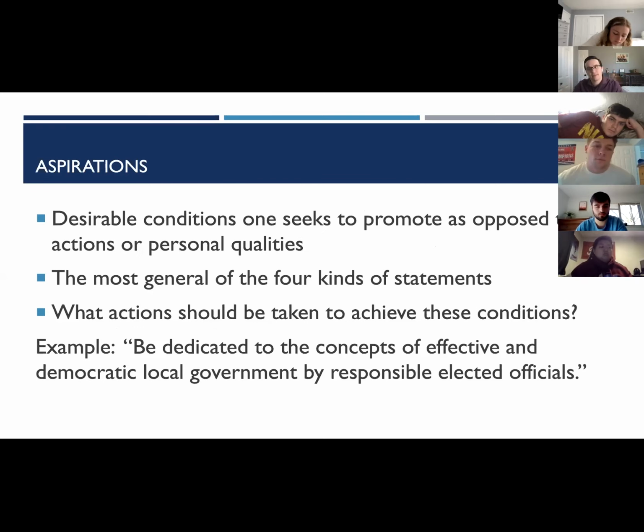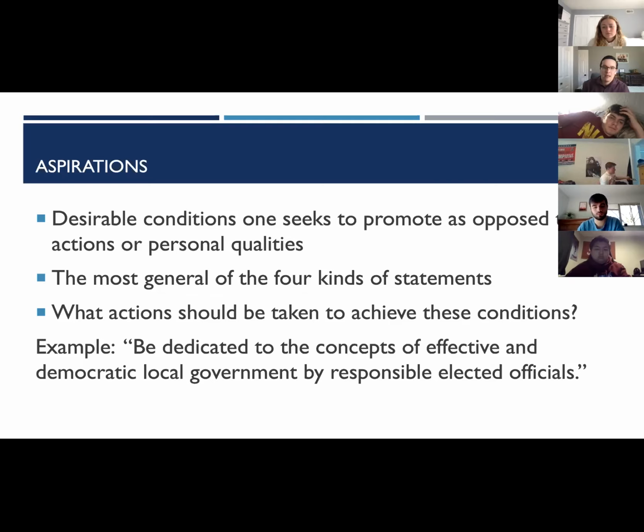Finally, this one's a little different than what we've talked about in the past, but professional codes of ethics also include aspirations. This is essentially the field's way of saying this is who we aspire to be as a field. So it's a little more macro. They're not just talking about individual behavior, they're talking about the collective behavior of the entire group, who they aspire to be. They outline the desirable conditions that they seek to promote as opposed to actions or personal qualities. What are the desirable conditions of the field that we want to create? Definitely the most general. These are super broad, super abstract. They're not concrete and not tied to specific behaviors. They're just general goals and aspirations for what we want for the field. So it requires asking: what actions should be taken to achieve these conditions?